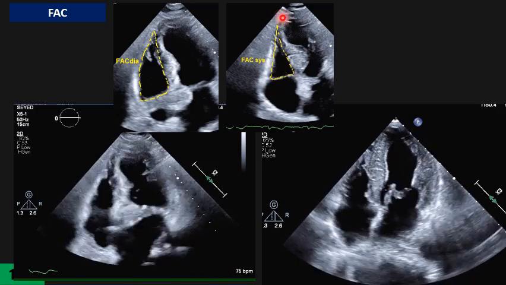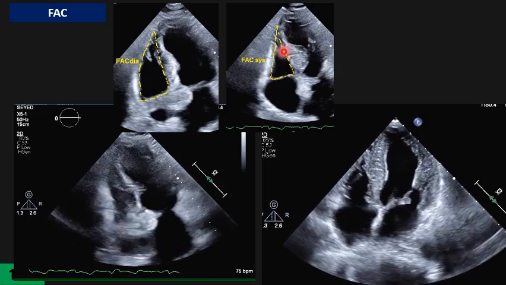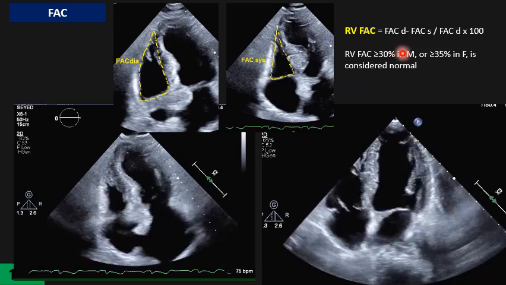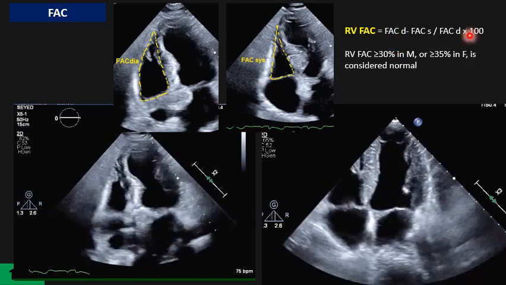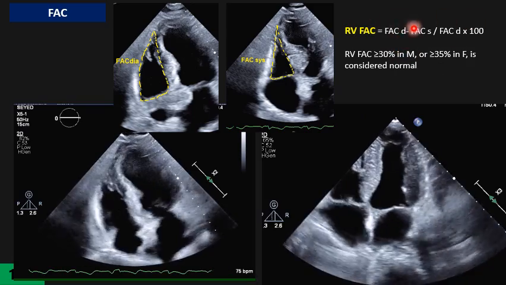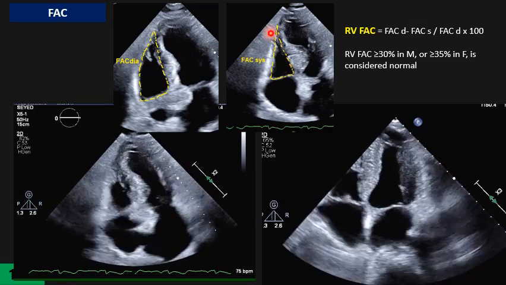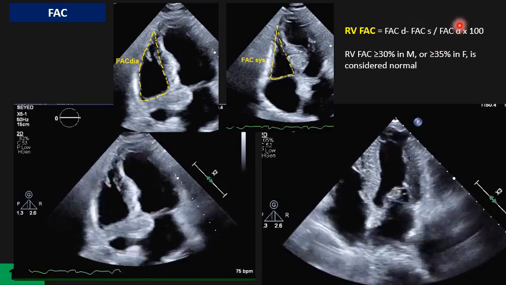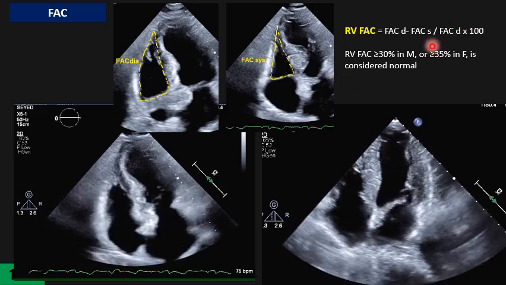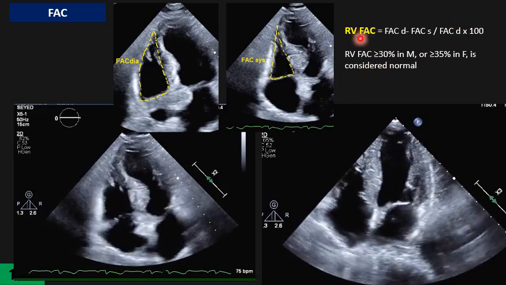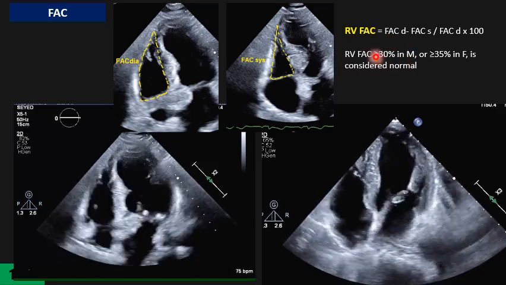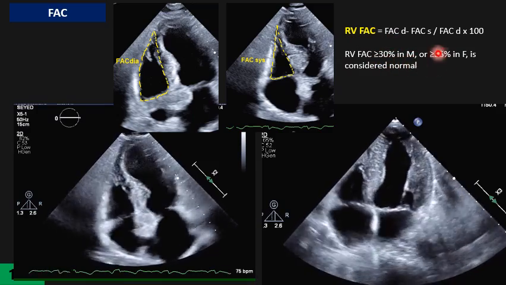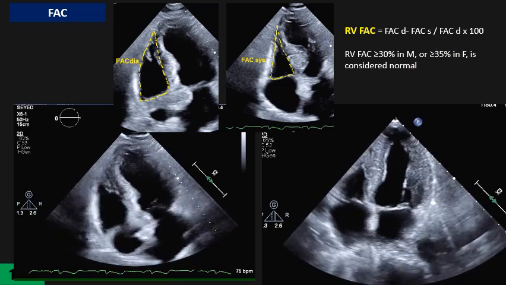Then we go the same way, trace it, and finally we can calculate fraction area change percentage with this formula. Fraction area change is the area at the diastole minus the area at the systole, divided by the diastole and multiplied by 100. Normal fraction area change of the right ventricle in male is equal or more than 30%, and in female is equal or more than 35%.